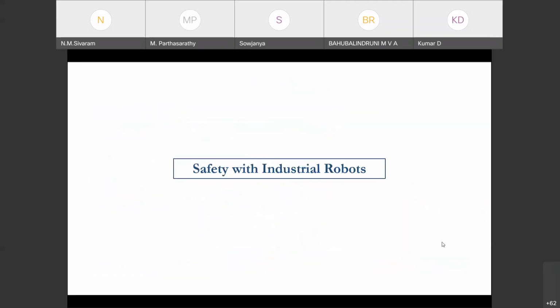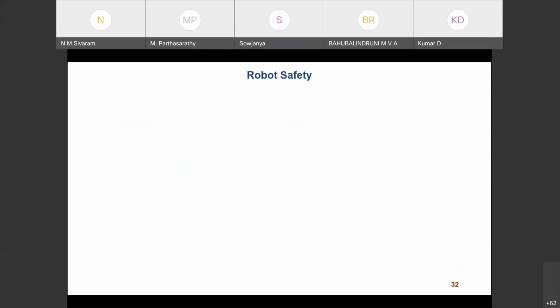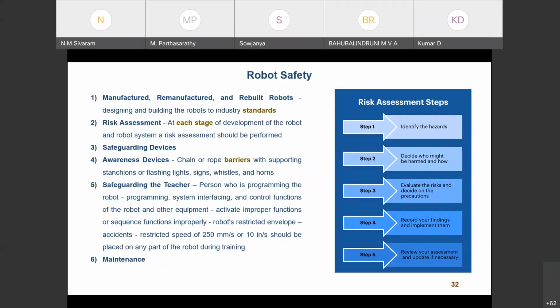Moving on to the next one, safety with industrial robotics. I'll give a brief idea about the other important safety issues with industrial robots. These are the major seven practices you should follow to ensure your robot is safe and you are safe when operating the robot. A robot has to be manufactured, remanufactured or rebuilt only based on the appropriate industrial standards. I'll discuss the standards in the last part, so that I complete this presentation with the list of standards with which the robot industry is working.